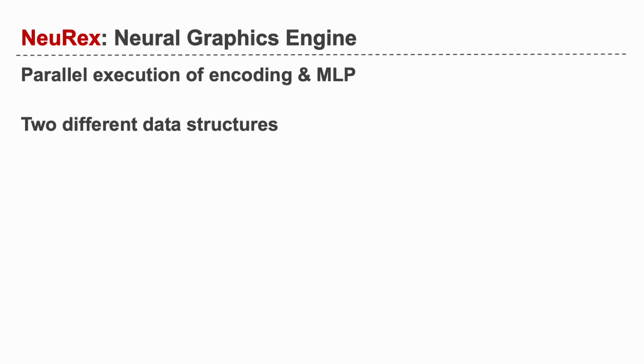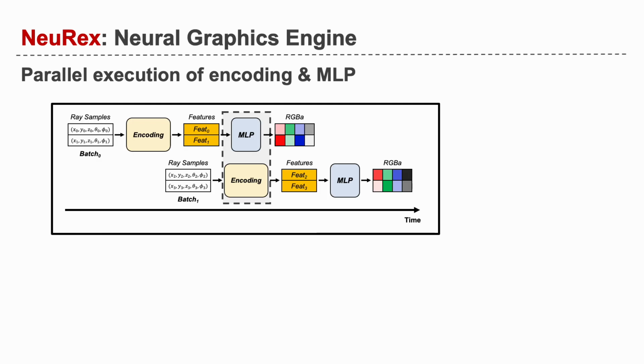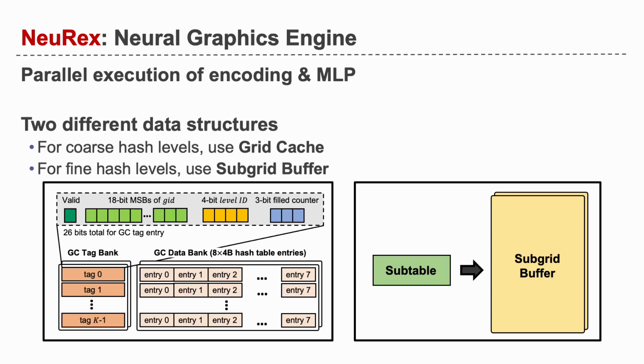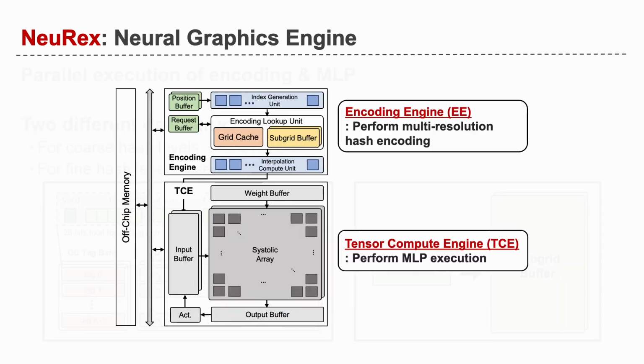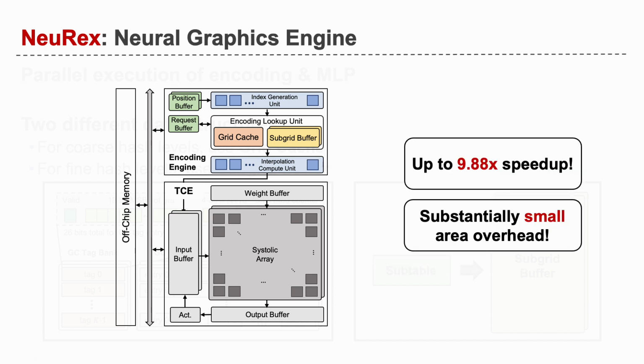On the hardware side, we propose a specialized accelerator that features a novel hash encoding engine. With restricted hashing, our accelerator performs parallel execution of the encoding and MLP stages, and it also employs two data structures to deal with different hash levels more efficiently. By extending the existing DNA accelerator with an encoding engine, NeuRex achieves up to a 9.88 times speedup over the GPU with substantially small area overhead.